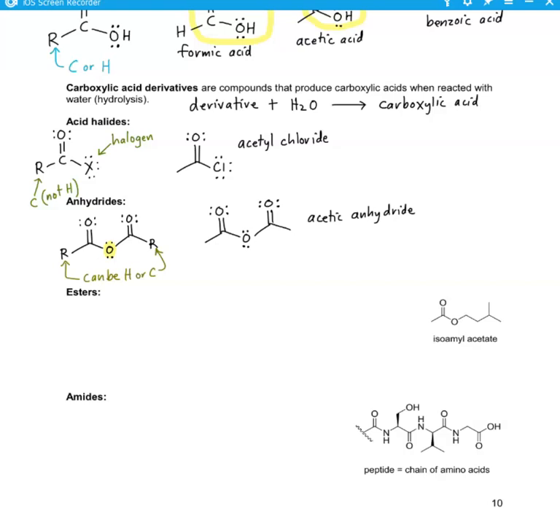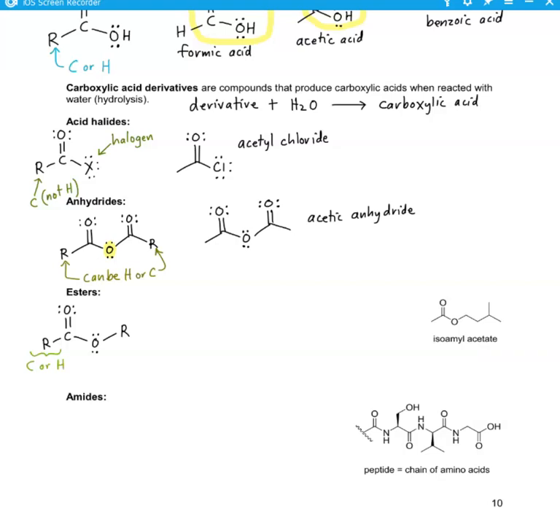A third carboxylic acid derivative is what's known as an ester. So an ester has a carbonyl that's flanked by 2 groups. So this R group over here can be carbon or hydrogen. Okay, so it could be either of those things, and this could still be an ester.